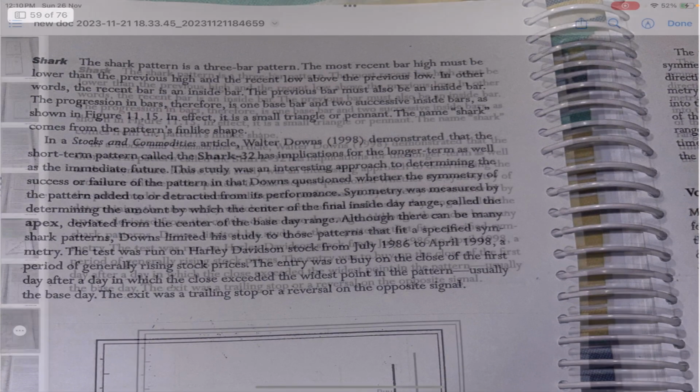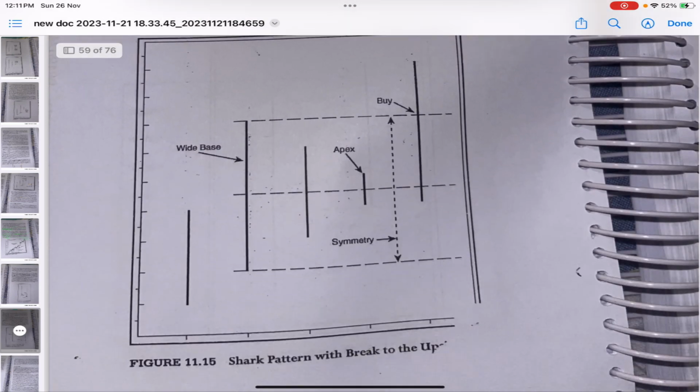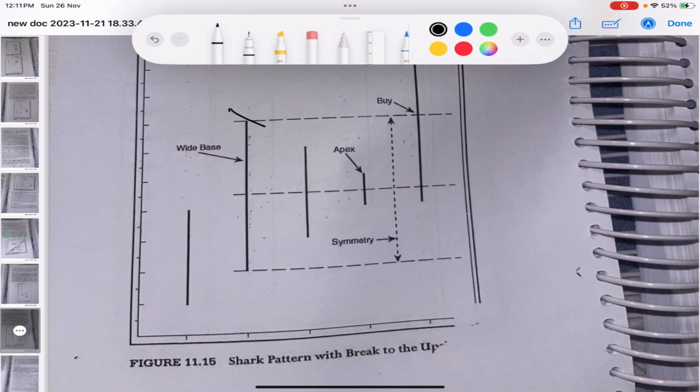Okay. Now, the shark pattern is a very interesting pattern, and it is basically a 3 bar pattern. So in this particular pattern, you use at least 3 bars. The most recent previous bar must be okay. Look at the chart over here. Doesn't this look like a shark, right? This looks like a shark.